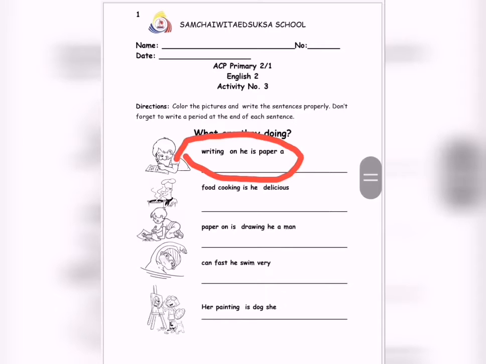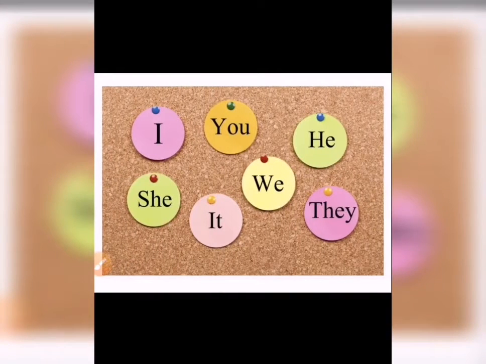Before I give you an example of how to answer this activity, let's review a little bit about pronouns. What are pronouns? Do you still remember? We already had this class before in our last units. But let me just give you a quick review. Pronouns are names that we use in exchange for nouns. Here we have an example of pronouns: I, you, we, they, and he, she, it.